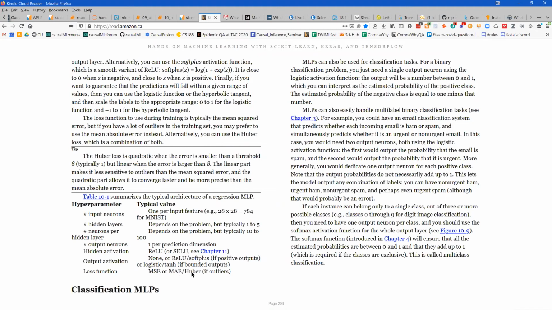And then he talks about this third loss function that you could use, which is the Huber function, which basically is a combination of both of these. It uses the mean squared error for small values, for small differences, and mean absolute error for large differences. And that prevents it from being dominated by the outliers.